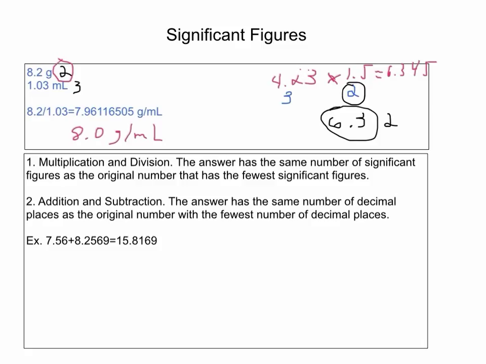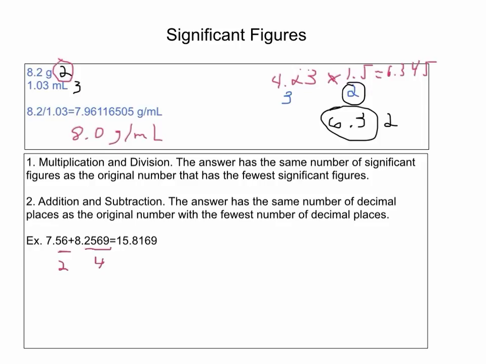Now, we have to follow the rules for adding and subtracting with significant figures. So we look at the number of decimal places only, in order to figure this out. Do not count the total number of significant figures. So we look at the first number, 7.56, and we have 2 decimal places. In our second addend, we have 4 decimal places.